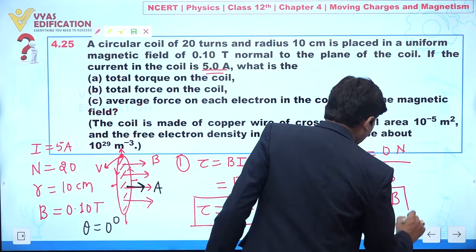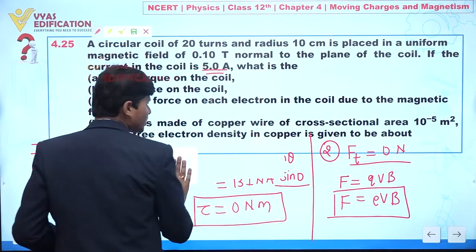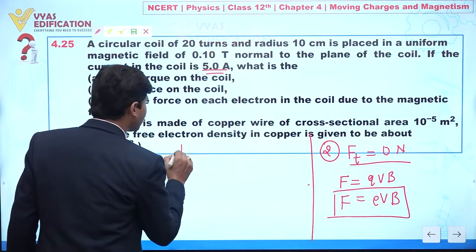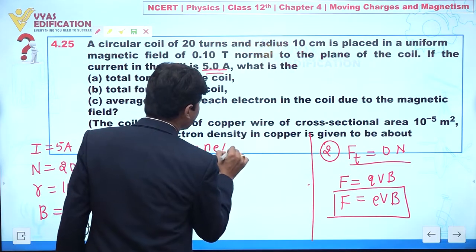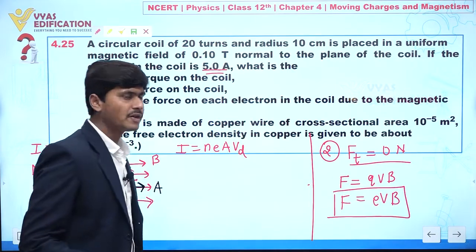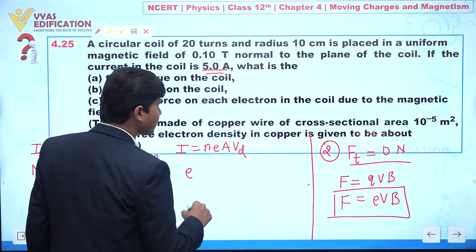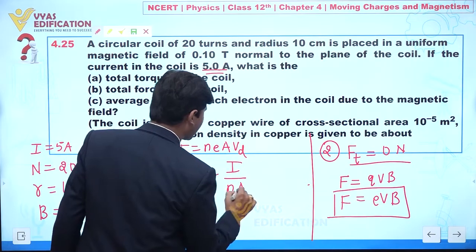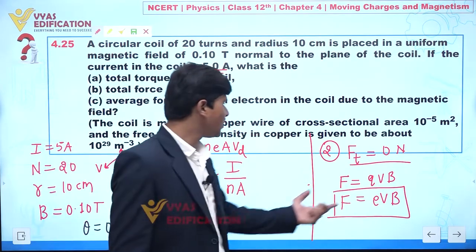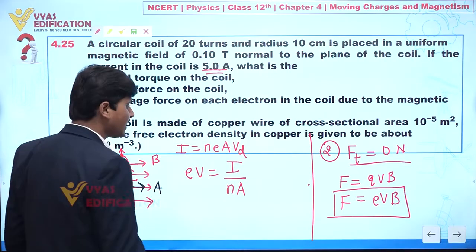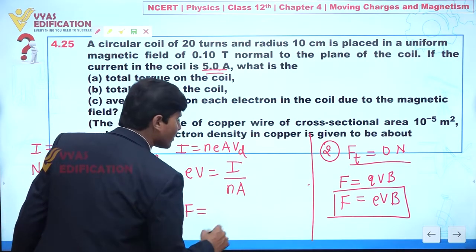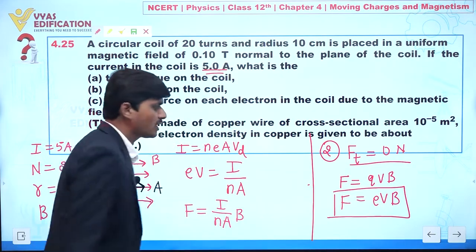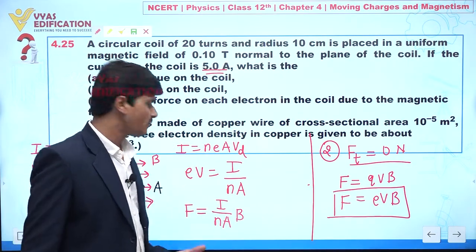Now my dear student, do you know one relation between current and drift velocity? It is given by I equal to nEA into vd. So from here we can write the value of EV is equal to I by nA. So we can write F equal to I by nA multiplied with B.